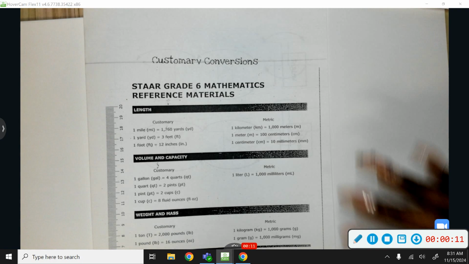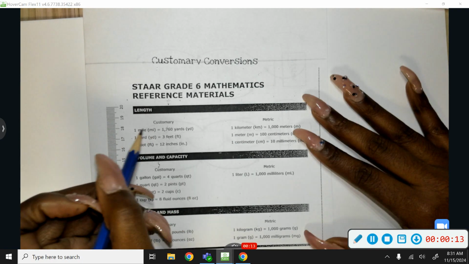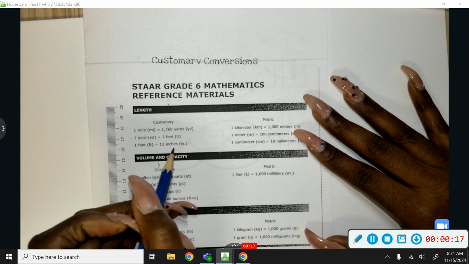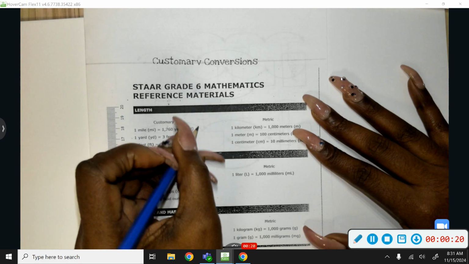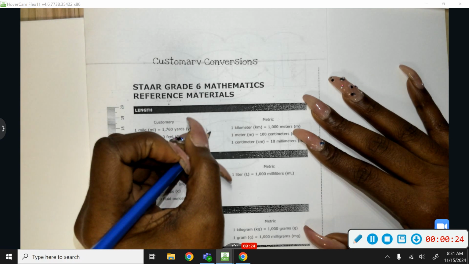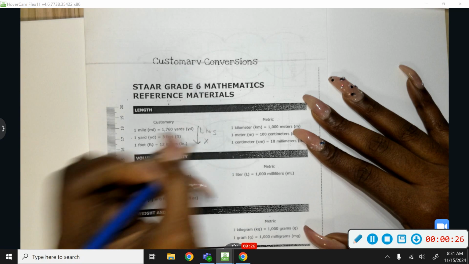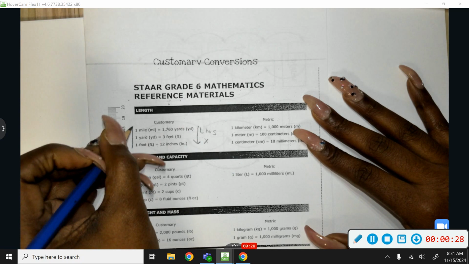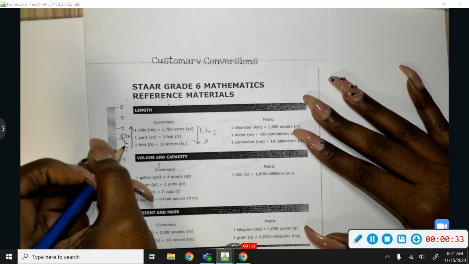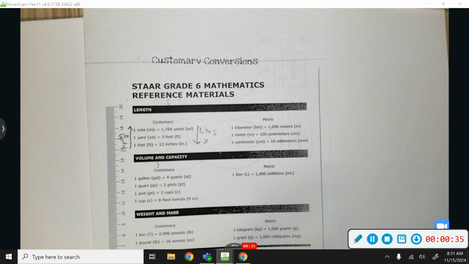So remember, whenever we start from large, mile is my largest unit in this case, and then inches will be my smallest. Okay, so remember we talked about when we are going from large to small, we multiply, and then when I go back up, small to large, we divide. This is going to be an important element when you're trying to figure out the amount for one unit. So we'll look at some practice problems together.